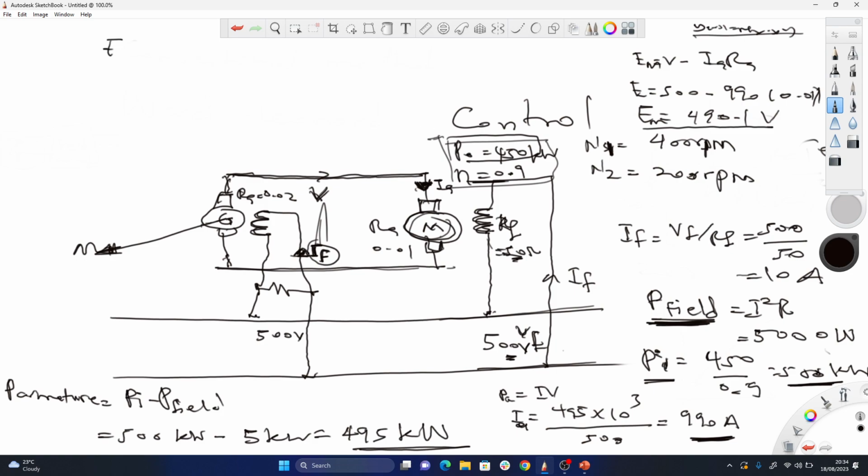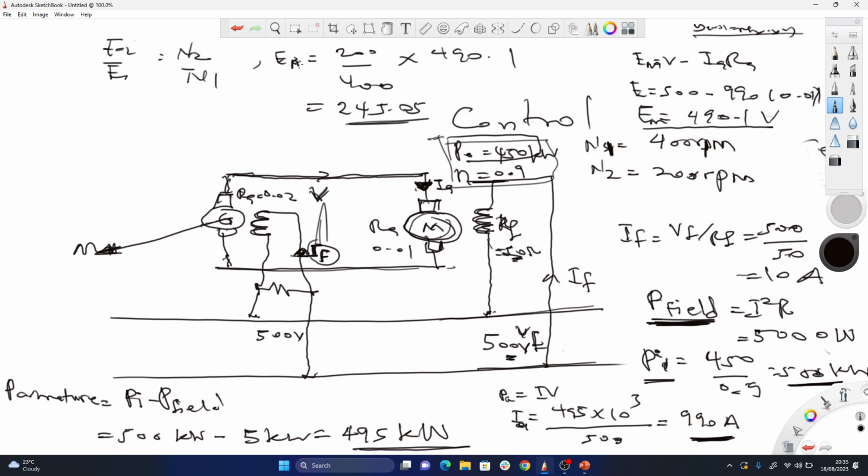I know that E2 over E1 is equal to N2 over N1. We should all know this. So E2 is equal to N2, 200, over N1, 400, times E1, 490.1. So this will give us half. So half of the answer we got, times 0.5, that should give us 245.05. This is the back EMF of the motor at 200 RPM.